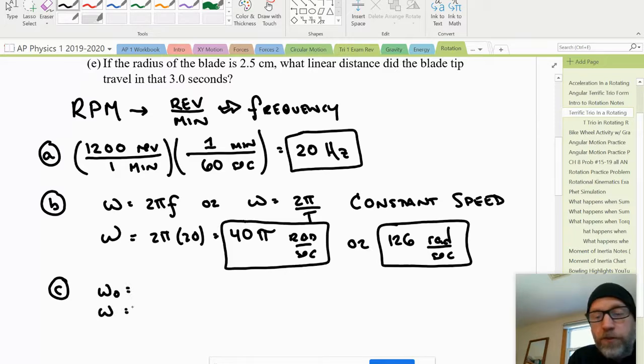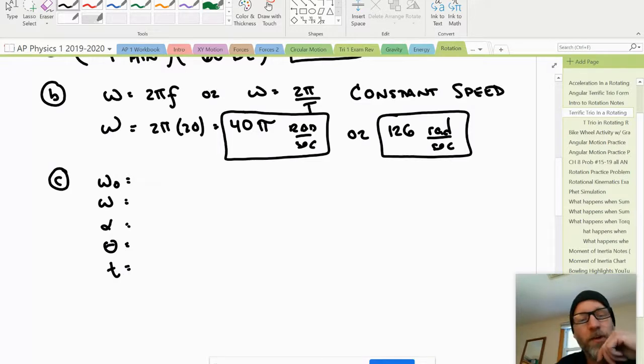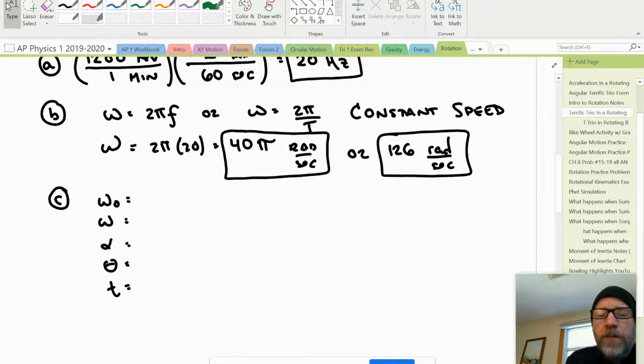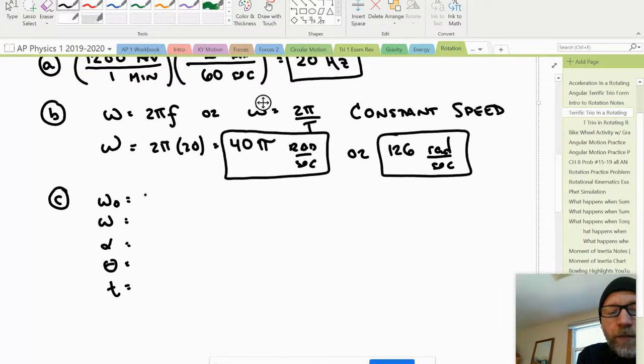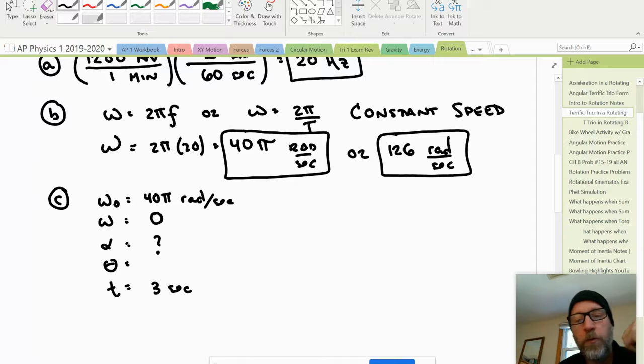Omega naught, omega, alpha, theta, t. I know that takes longer for you to get to because you haven't done it before. That's all right. No worries. Now, this initial angular velocity is going to be the 40 pi radians per second. The final angular velocity is 0. Alpha is what I'm looking for, and the time said it was 3 seconds. So what formula do I know that doesn't have theta in it?